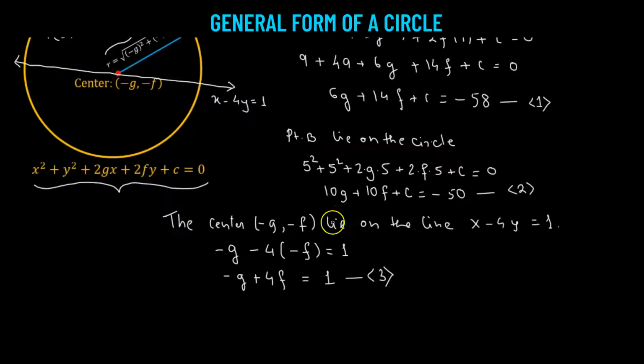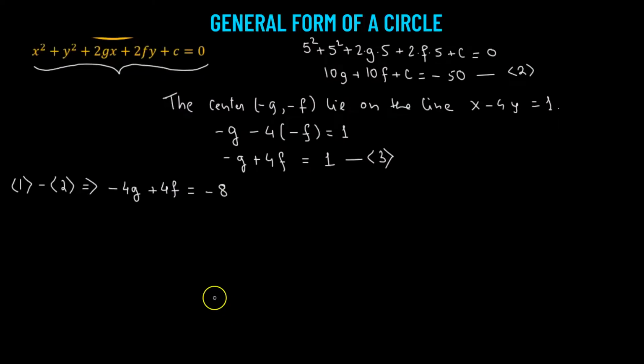Now let's take equation number 1, and from it we're going to subtract equation number 2. That is going to help us get rid of the parameter c for the time being, and we'll get an equation in g and f only. So we have 6g minus 10g, that's going to be negative 4g, plus we have 14f minus 10f, so that's going to be plus 4f. c goes away, we'll have negative 58 minus negative 50, so that means we have negative 58 plus 50, which is going to give us negative 8. What we can do here is factor out negative 4, so we'll have negative 4 multiplied by g minus f, and this will equal negative 4 times 2.